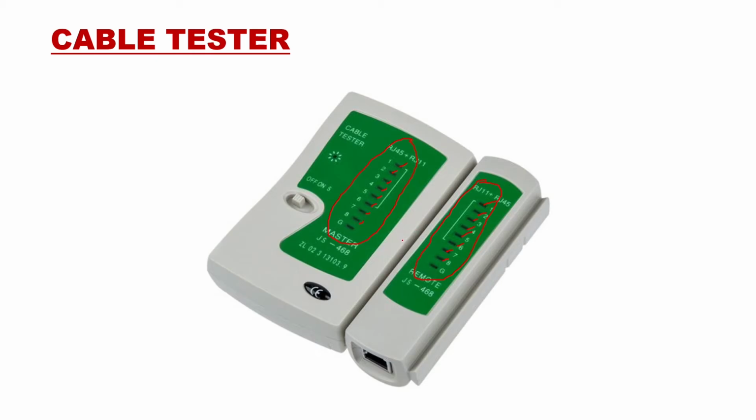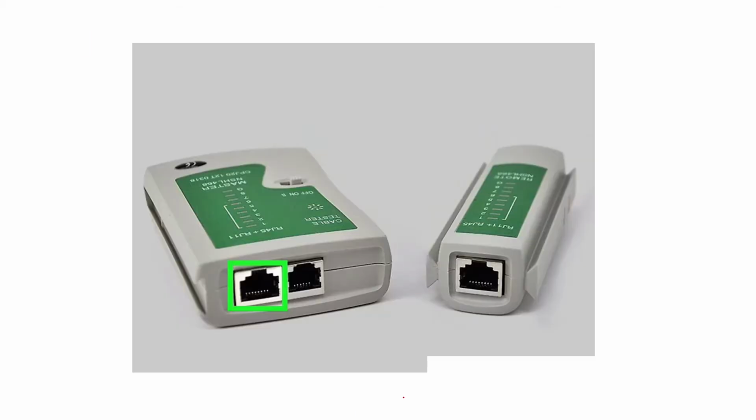Now these two parts can be detachable. You can remove them, and separately you can connect one end of the cable to this part. So one end of the cable will come here and another end of the cable will come here, and you can test on both sides whether they are connected properly or not. So this is how you can detach them.